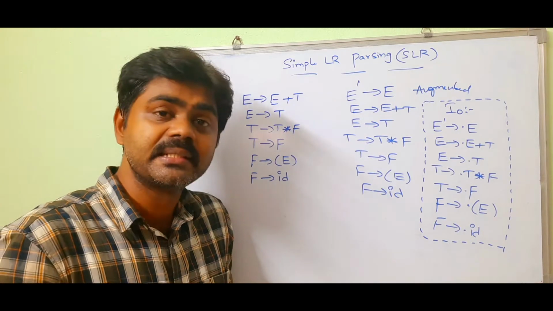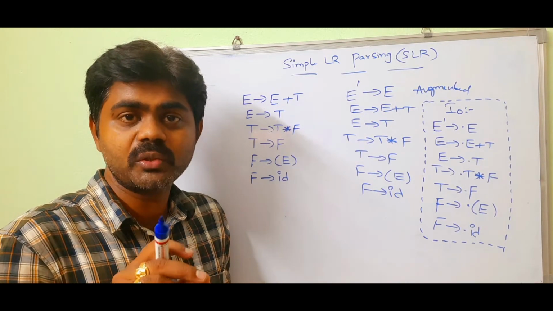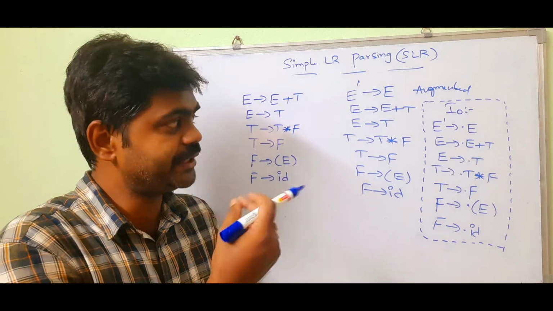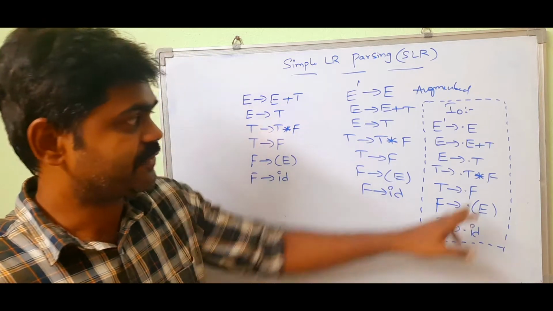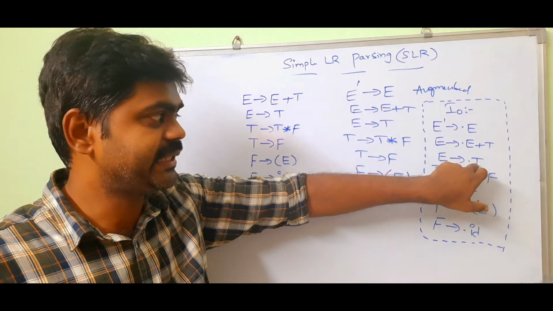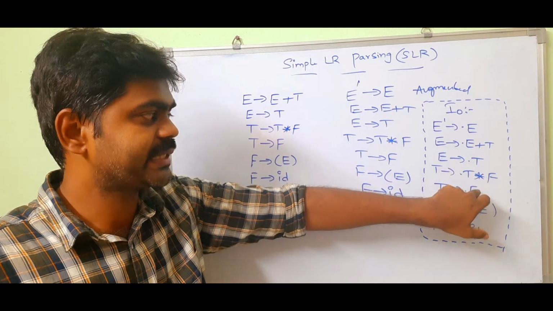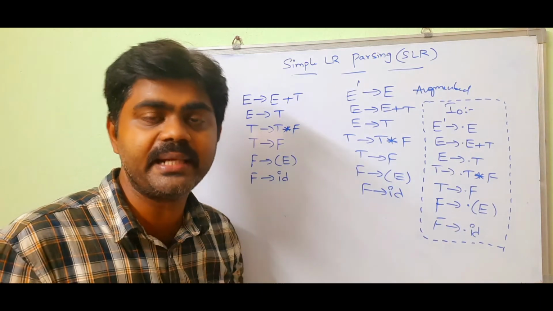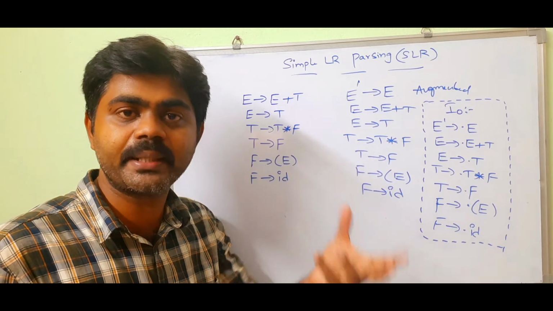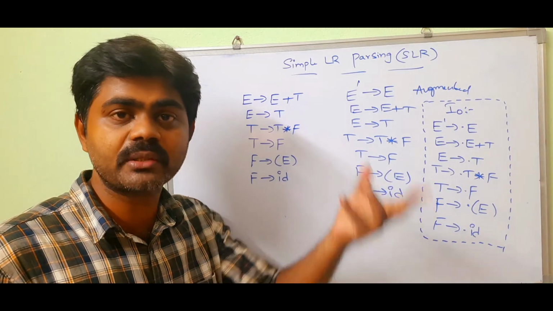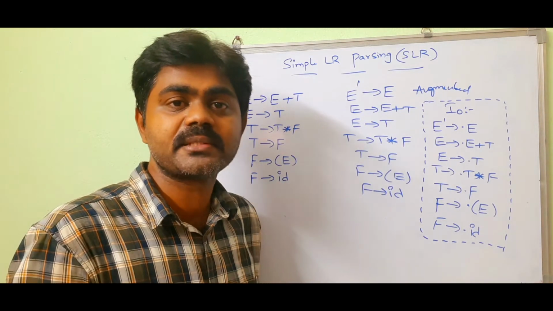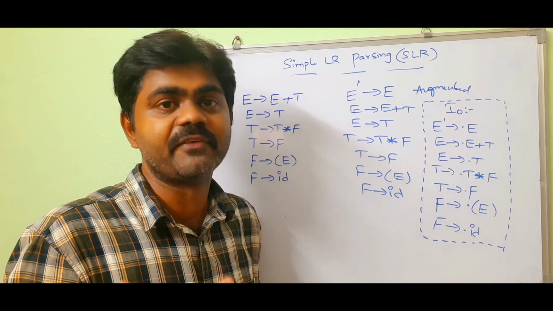So next, we need to find goto. Goto first we need to find on I naught. So goto of I naught comma, we need to check where that dot is. First it is at E, so goto of I naught comma E. Next it is at T, goto of I naught comma T. Like that. Next F. Next open parenthesis. Next id. So once I naught is completed, we will get I1, I2, I3 like that. Again we need to perform the goto operation on I1, I2, I3. We will get some more items. Once we get all the items, we can construct a DFA.